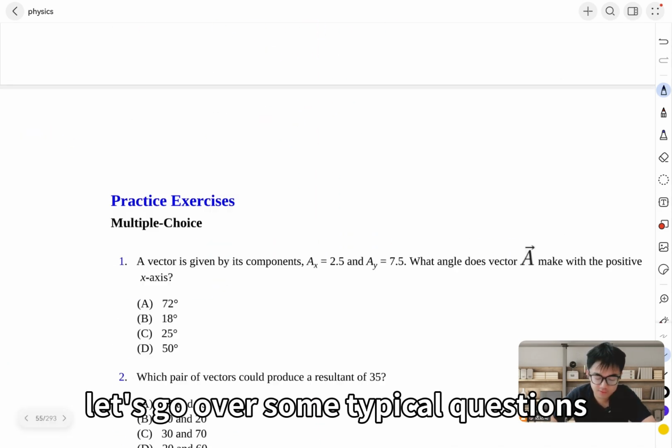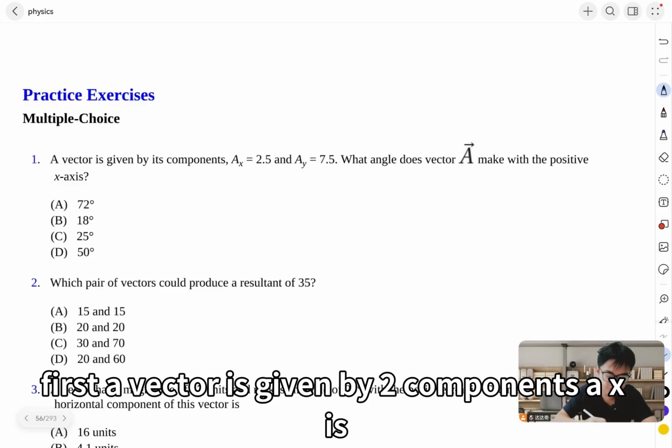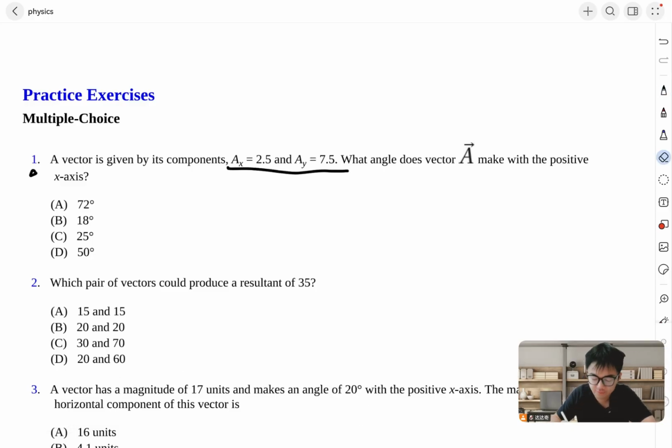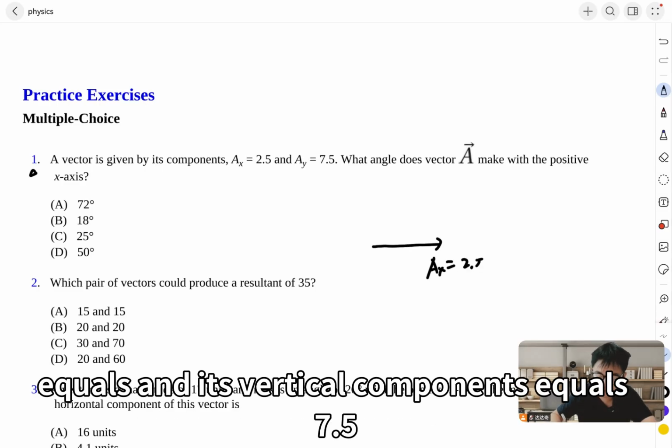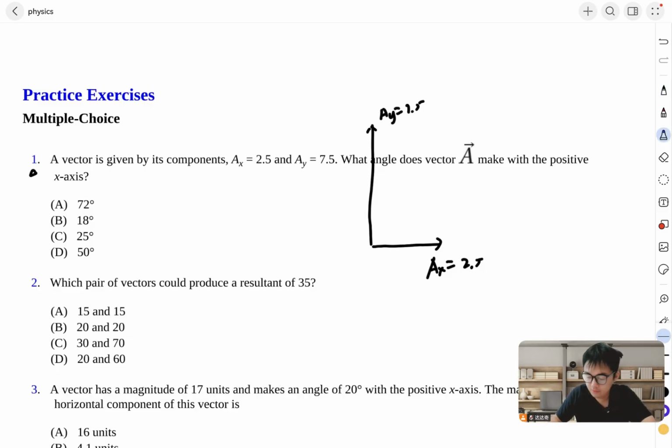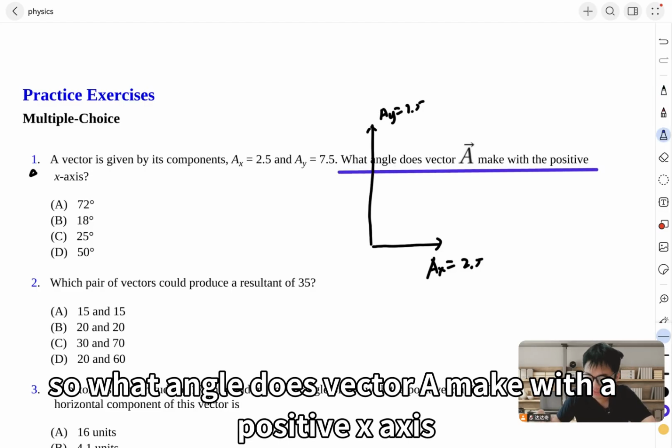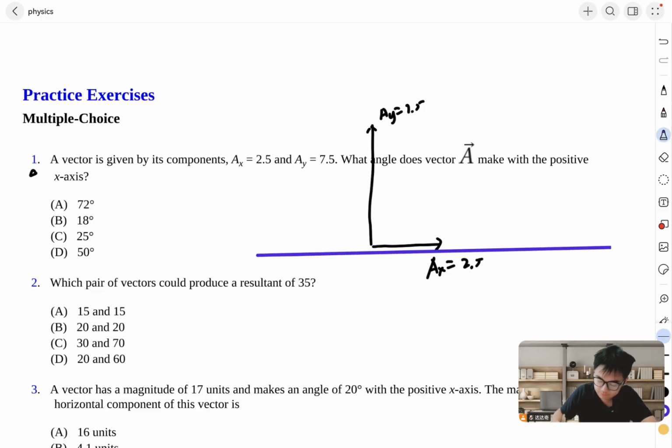And let's go over some typical questions. First, a vector is given by its components. AX is 2.5 and AY is 7.5. So its horizontal component equals 2.5 and its vertical component equals 7.5. So what angle does vector A make with the positive x-axis?